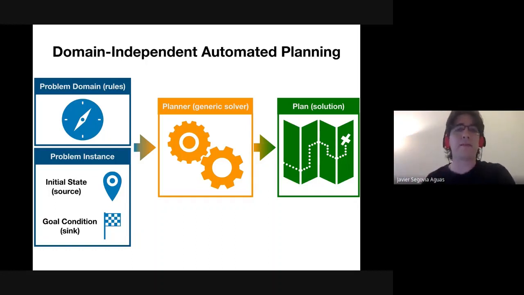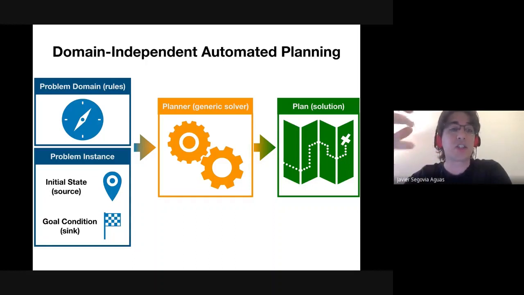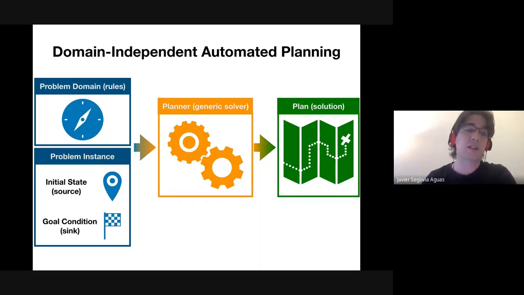I will plan. So once we have this input, we have a generic solver, or what is understood as a planner, that does search and reasoning over this input, and generates this solution or plan, which is the sequence of actions to apply, or the sequence of rules, that maps this initial state to the goal condition.